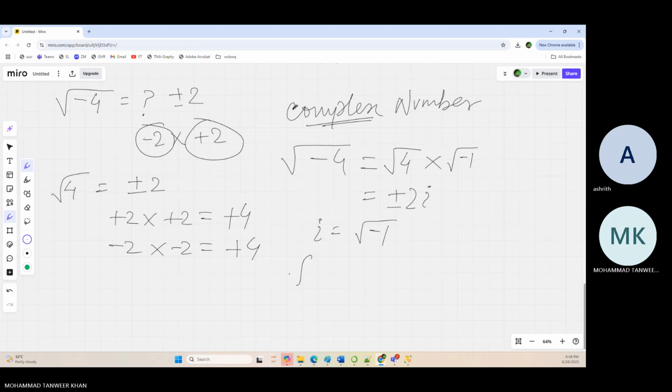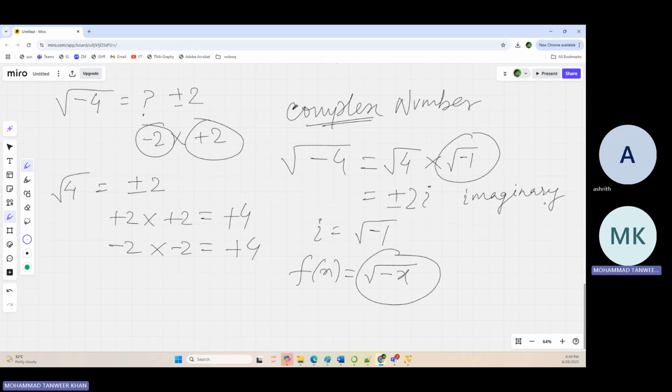Now, if function f(x) is equal to root of minus x, tell me, is this a real valued function or not? Sir, it's not, because there's no value for that minus x. Correct, because you cannot find a real number for this. This i means it is an imaginary number. That is why it is i, because we cannot find the output of root of minus, which is an imaginary number, not real. That is why root of minus 1 is denoted by a small i, because it is imaginary. So for root of minus x, you cannot find any output. That is why this is not a real valued function.